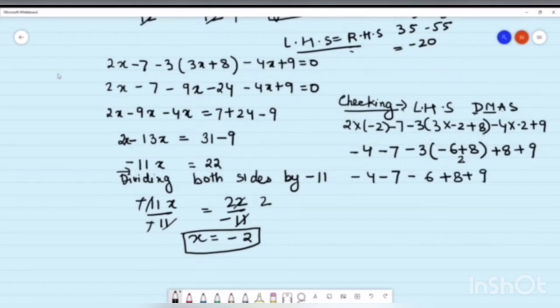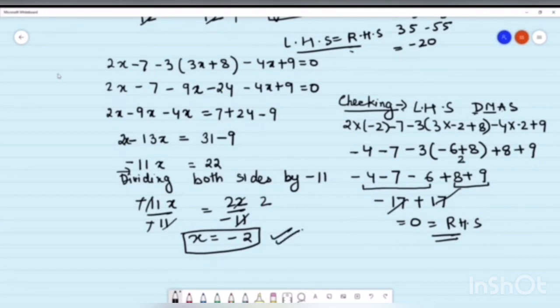Now we'll add and subtract. This will be minus 17 plus 17. These are all negative terms, we'll add them up, and these are positive terms, we'll add them up. I'll get 0, which is equal to the right hand side. So this shows that our answer x is equal to minus 2 is correct, because the left hand side is equal to the right hand side.